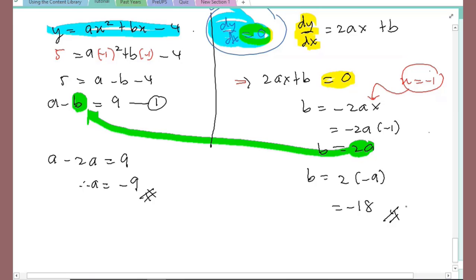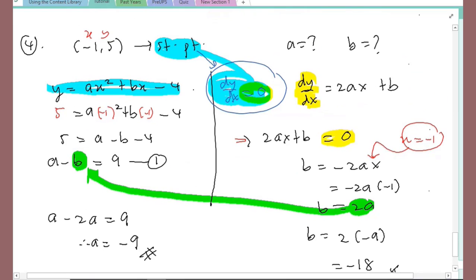Okay, but make sure to use all the info. The idea is this point. Hold on to this point and use it for all. Okay, mention stationary point, find, remember dy/dx is equal to 0, differentiate it. Okay.